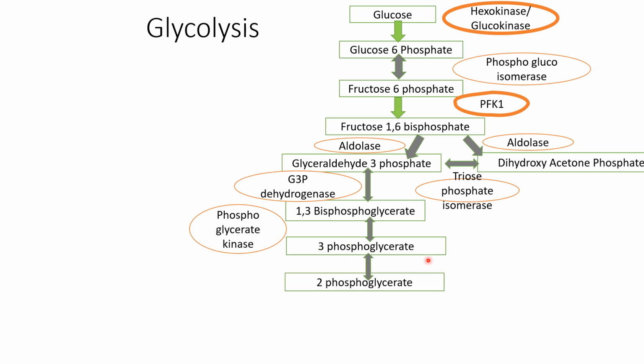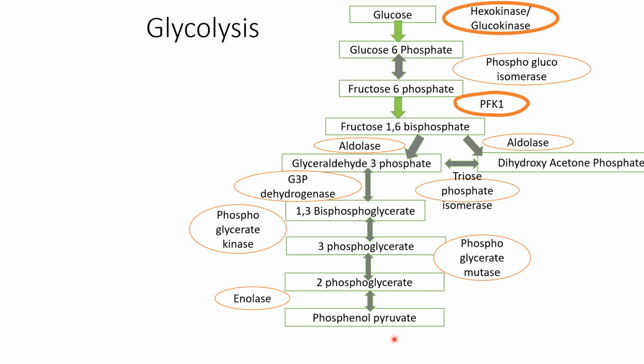Once this is formed, the next product is 2-phosphoglycerate. What happens here? The phosphate in the third position is moved to the second position. This is by the enzyme phosphoglycerate mutase. When there is a change of position, the enzyme that is involved is mutase. This 2-phosphoglycerate with the enzyme enolase will form phosphoenolpyruvate. And finally, we have our final product, pyruvate, by the enzyme pyruvate kinase.